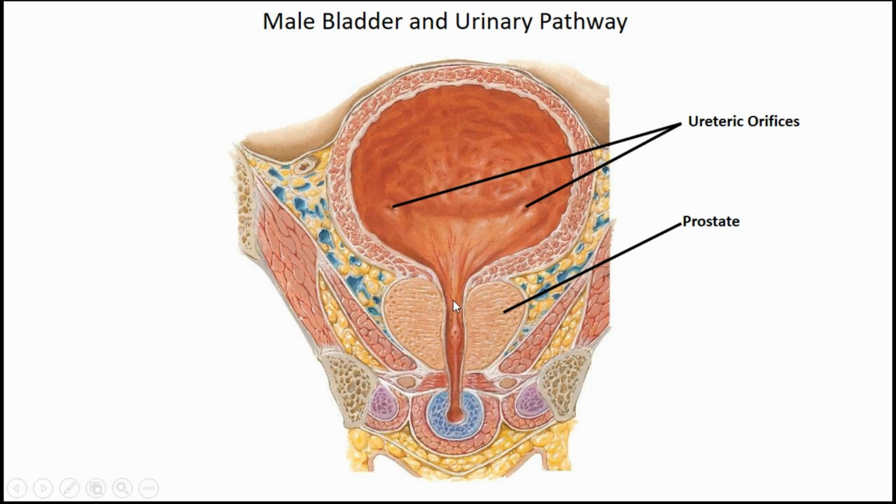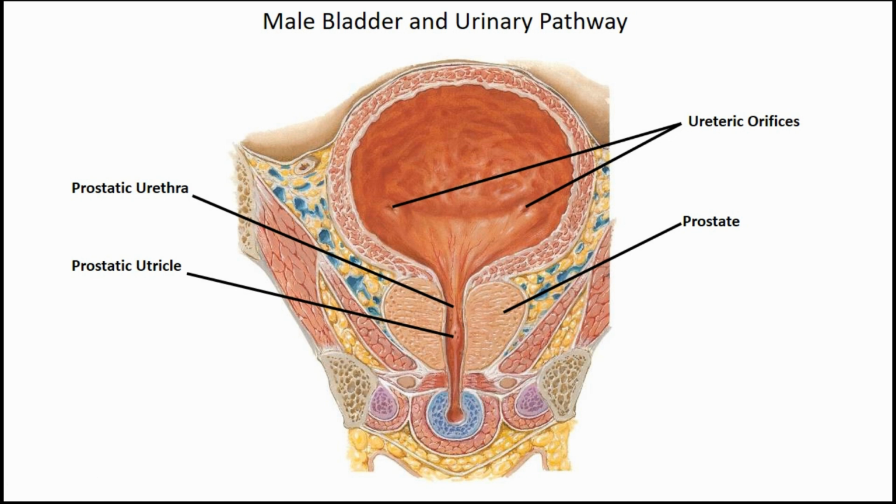Now the prostate is wrapping around the urethra, and we're going to have the prostatic urethra present right there. There's a bump on its posterior side called the prostatic utricle, and that is where the ductus deferens is going to empty spermatozoa, and the seminal vesicles are going to empty their secretions into the urethra. We'll see more on those in a little bit, but just know that the ductus deferens and the seminal vesicles are releasing their products into the prostatic urethra at the prostatic utricle.